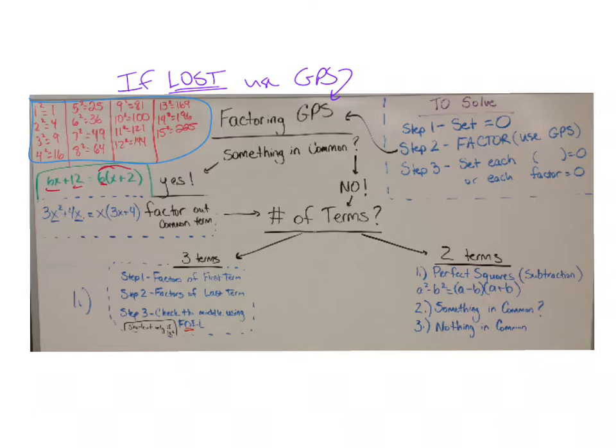10 times 10 is 100, 11 times 11 is 121, 12 times 12 is 144, 13 times 13 is 169, 14 times 14 is 196, 15 times 15 is 225. All right, that's how we're going to do that. We're going to talk a little bit more about perfect squares, and we're going to come back to this almost every single time if we're lost.